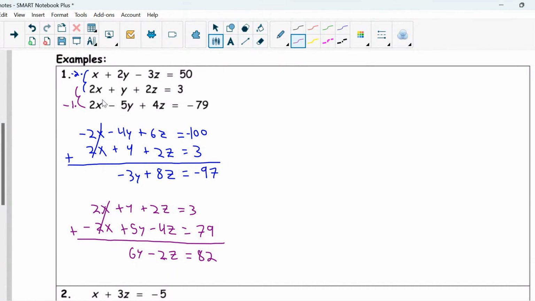Okay, so now that we have completed that step with eliminating our x variable from our top two equations and our bottom two equations, we are left with two equations with just our y and z variables. So that is step number one. So step number two is we need to solve the new system for both of its variables. So let's go ahead and do that.